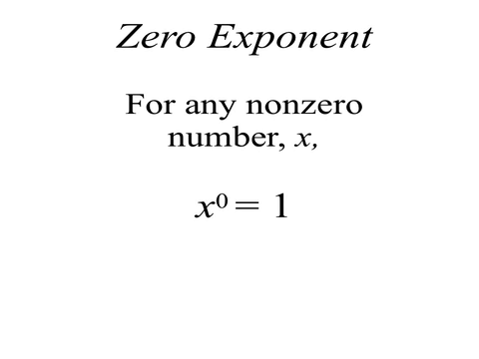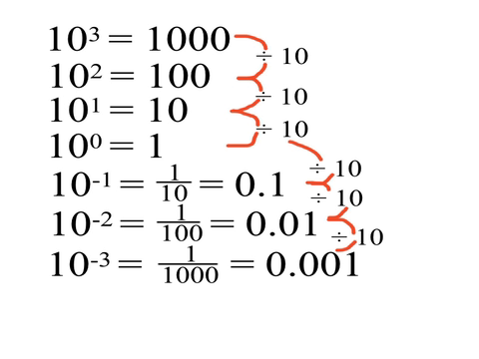We also have a rule for the zero exponent. For any non-zero number x, x to the 0 power is equal to 1. So any number except 0 to the 0 power is 1. This rule doesn't work for zeros as the base because of something called division by 0. And many of you already know division by 0 is considered undefined or impossible.